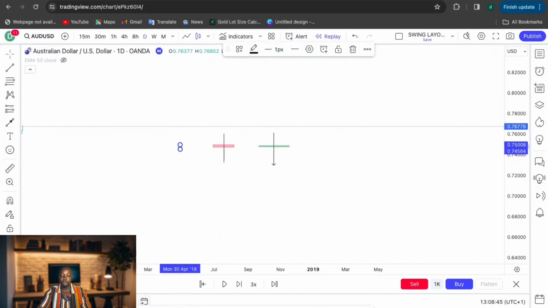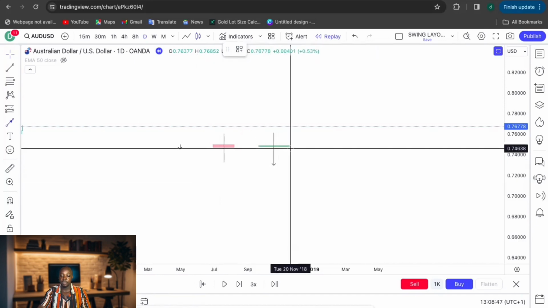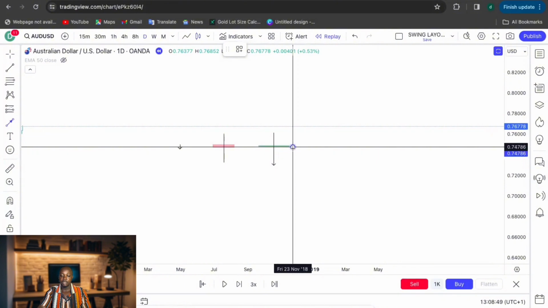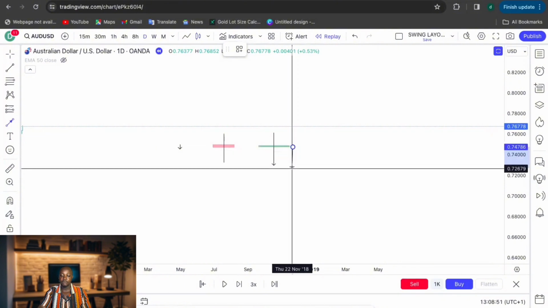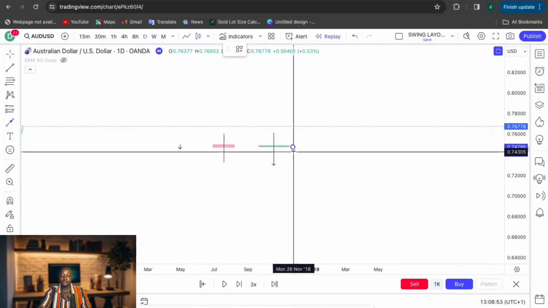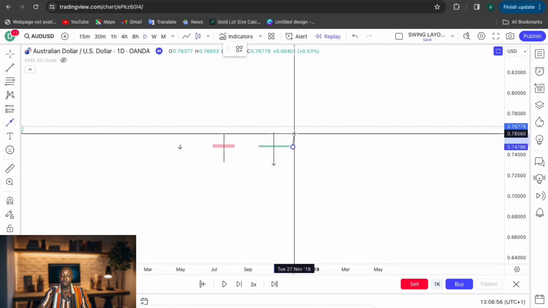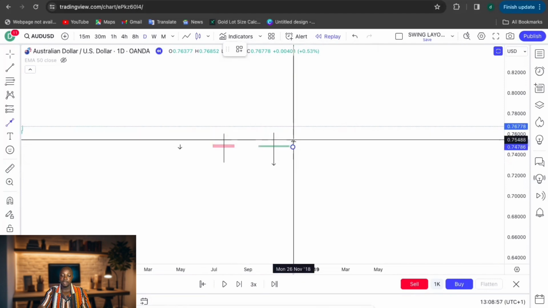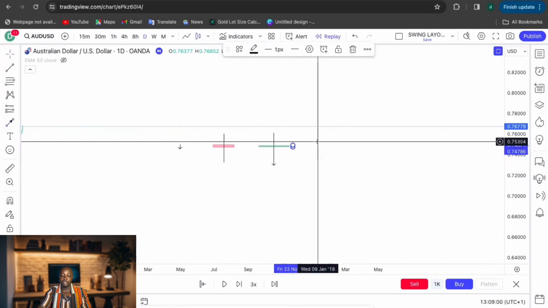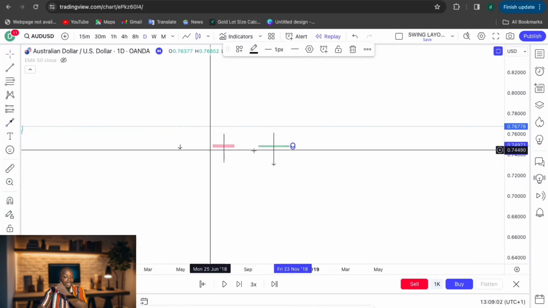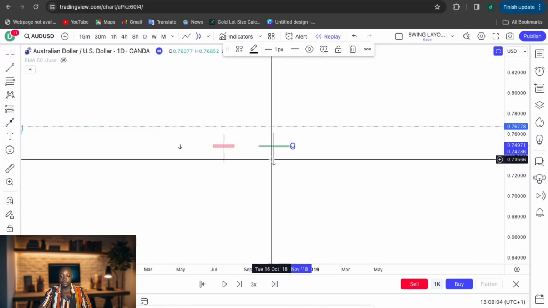Price came, opened at these lows over here. The sellers came, pushed the market down. The buyers came back, took control of the market and pushed the market all the way up, and came back and closed at this point here. So this simply means that there are buyers and sellers in the market.